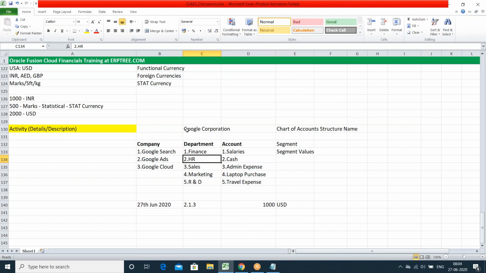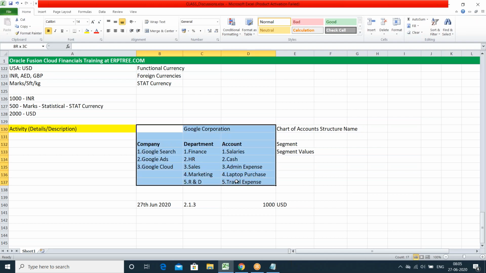So it follows a structure. Here is a title, under the title three subtitles, and under each title we have data. It is arranged in a structured manner. The data will be arranged in the system by following the structure: top Google Corporation, under that company, under company the values. This is how we are going to maintain it. Since it is a spreadsheet, I am easily writing it. If you want to create the same in the system, you have to follow a structured representation. That is the reason they call it chart of accounts.